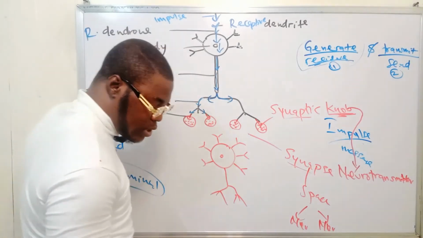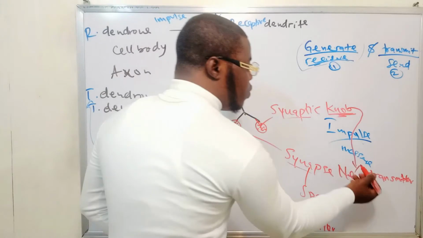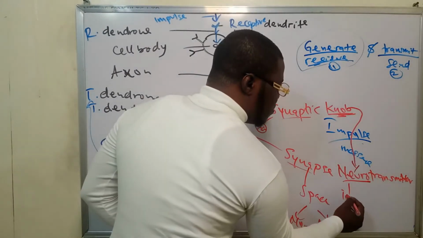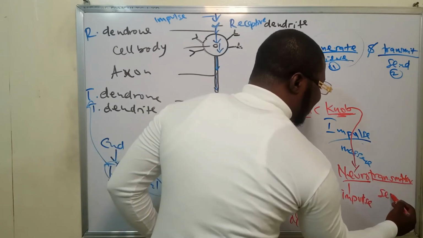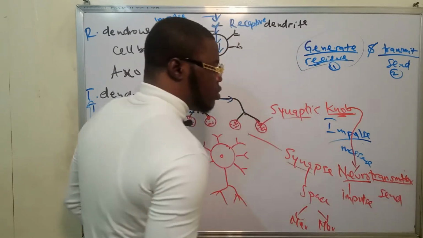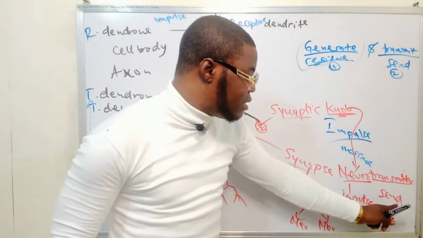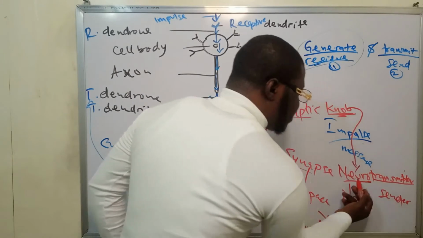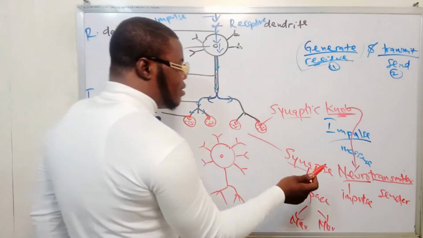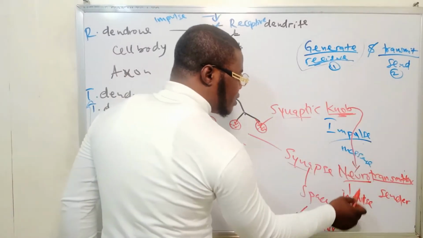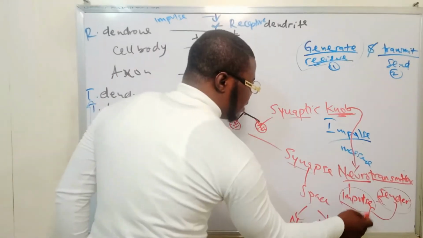Now, the word neuro means impulse or message. And the word transmitter means sender. It's from the word transmit. So transmit is send. A transmitter is someone that transmits. So transmitter means a sender. So the word neurotransmitter means this fluid, this chemical inside this synaptic knob, they are impulse senders. It means their function is to send impulse.